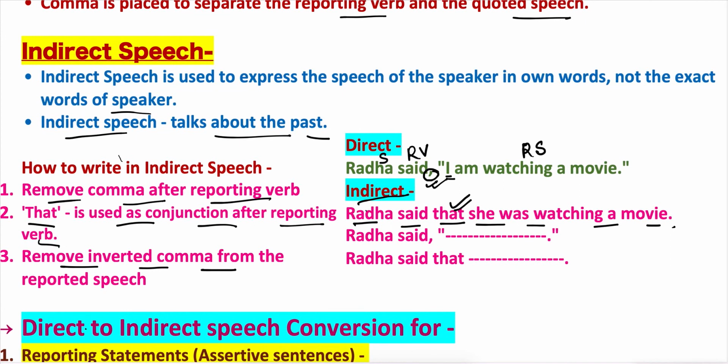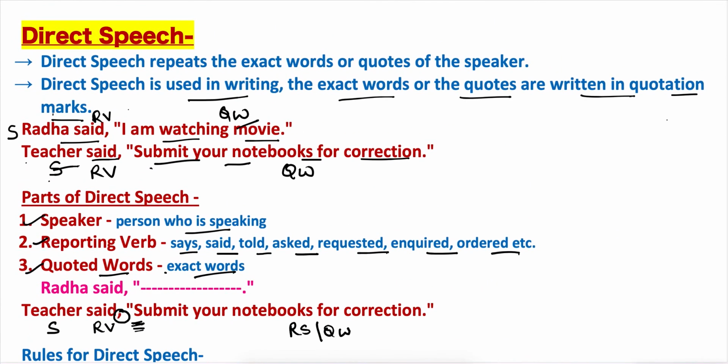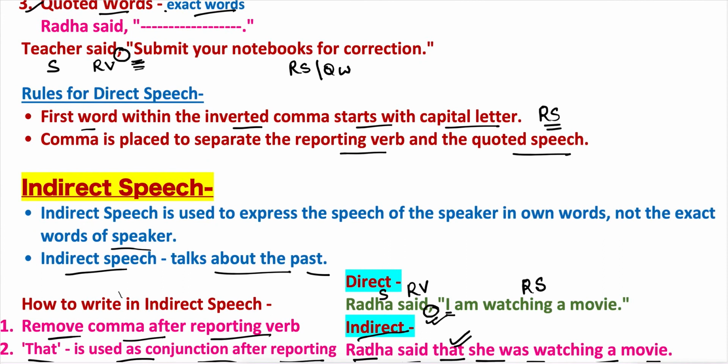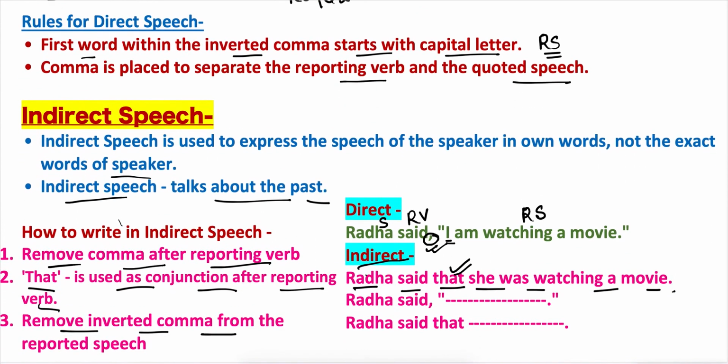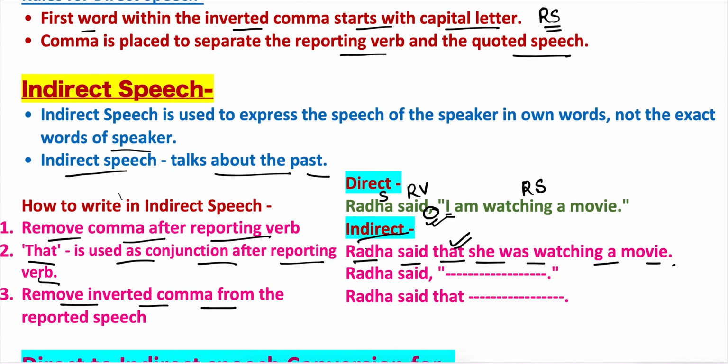Before moving ahead, let's revise direct speech. Direct speech has three parts: speaker, reporting verb and quoted words. The rules for writing in direct speech: first, we need to put a comma after the reporting verb. Second, the reported speech must be written in inverted commas and the first letter must be in capital letter.